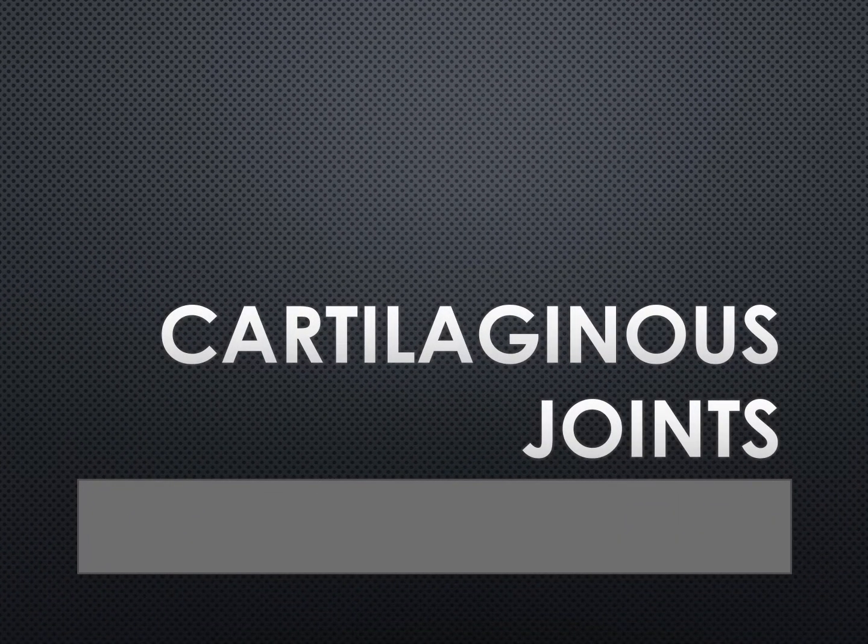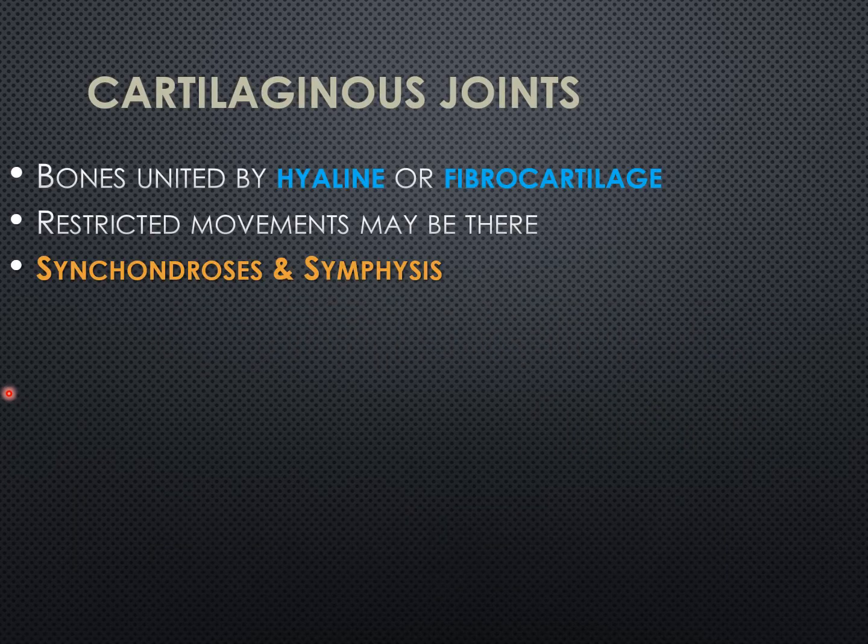Now coming to cartilaginous joints. In case of fibrous joints, the bones are united by fibrous tissue, whereas in case of cartilaginous joints, the bones are going to be united by a piece of cartilage. It can either be hyaline cartilage or it can be fibrocartilage. And compared to fibrous joints, in cartilaginous joints, restricted movements are possible, whereas in fibrous joints, mostly the movements are limited.